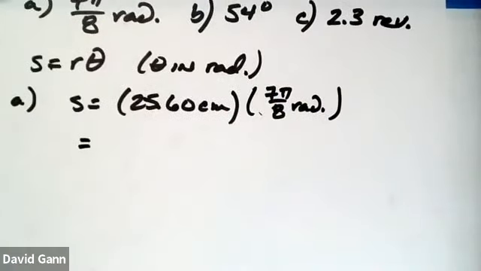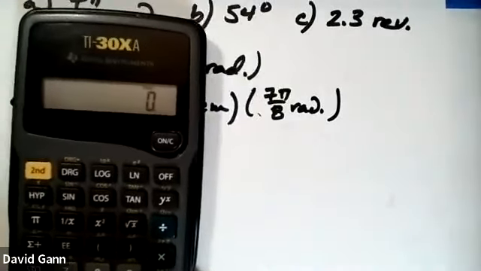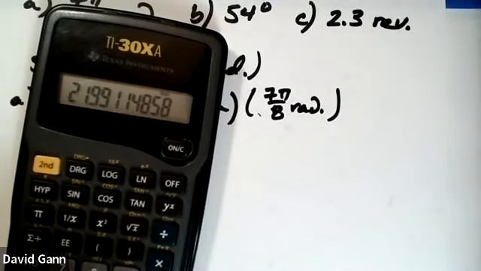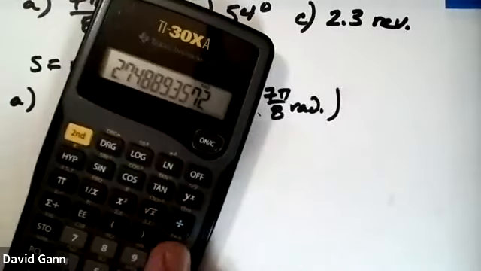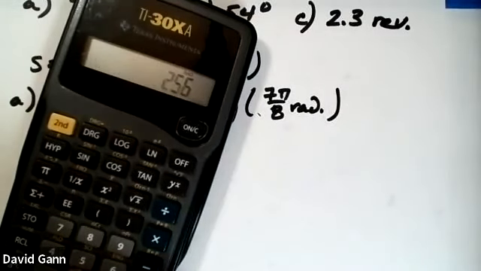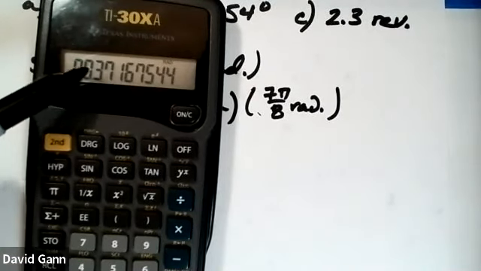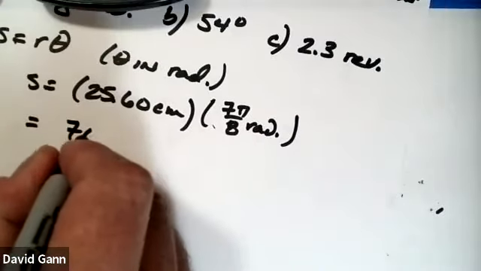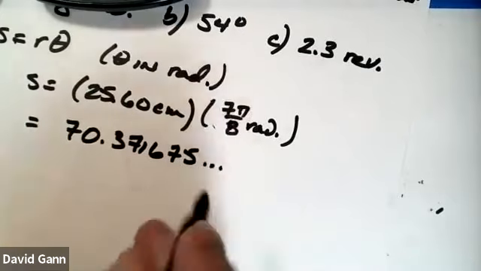And when you work out that multiplication, I'll just do it right here where you can see that. The light's a little funny, but we have 7 times pi divided by 8. So this is the numerical value for the number of radians, 2.75 more or less. And then we're going to multiply that by 25.60, and we end up with 70.37, and so on. I'll go ahead and write down a few of those, 1675, and just call it good.